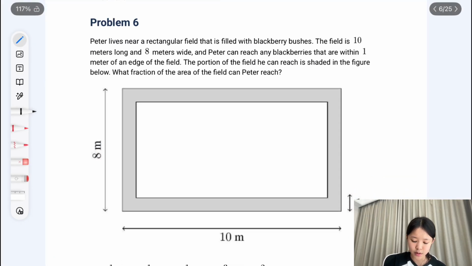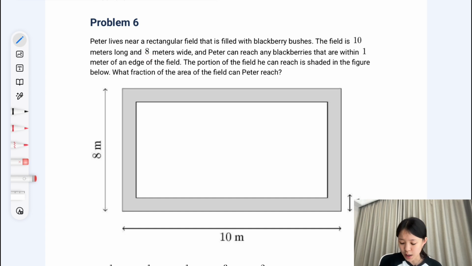Okay, so the next question, question 6. Peter lives near a rectangular field that is filled with blackberry bushes, and the field is 10 meters long and 8 meters wide. Peter can reach any blackberry bushes that are within 1 meter of an edge of the field. The portion of the field that he can reach is shaded in the figure below. What fraction of this area can he actually reach?